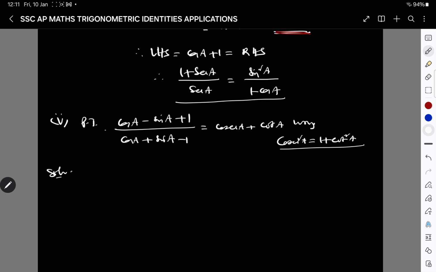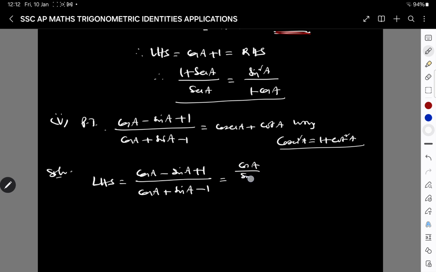So start with this. That is, consider LHS. What is it? Cos A minus sin A plus 1 by cos A plus sin A minus 1. So what would you do first? Divide by sin A. So cos A by sin A minus sin A by sin A plus 1 by sin A. Each term is divided by sin A. Here also each term is divided by sin A.